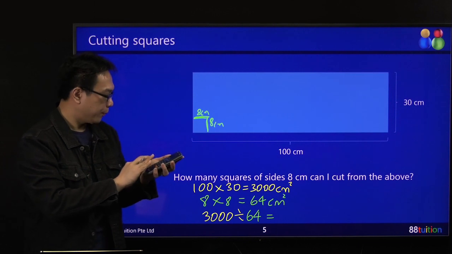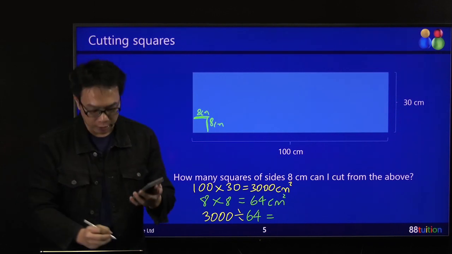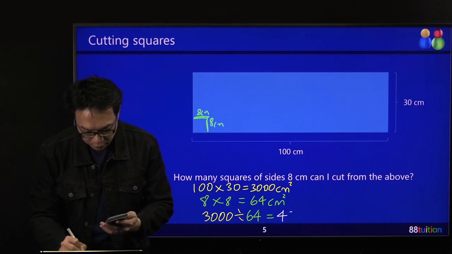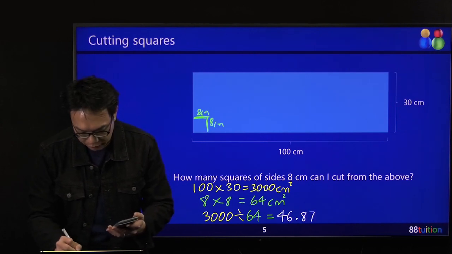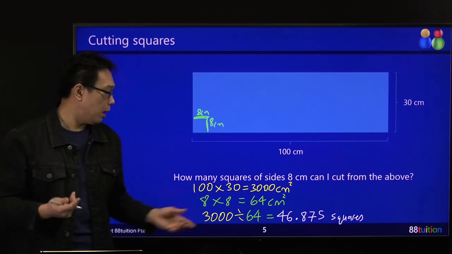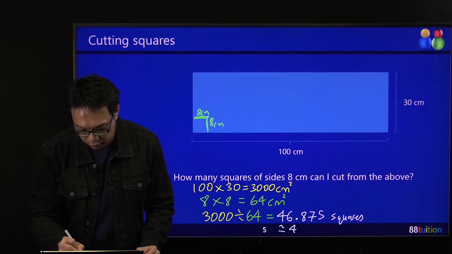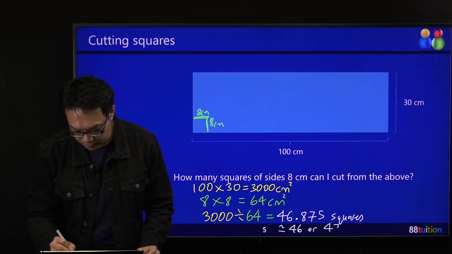So 3000 divided by 64 will give you a fraction. 46.875 squares. Some will say, okay, round up, 47 squares. Or maybe 46 squares, I don't know. 46 or 47 squares, that's your answer.